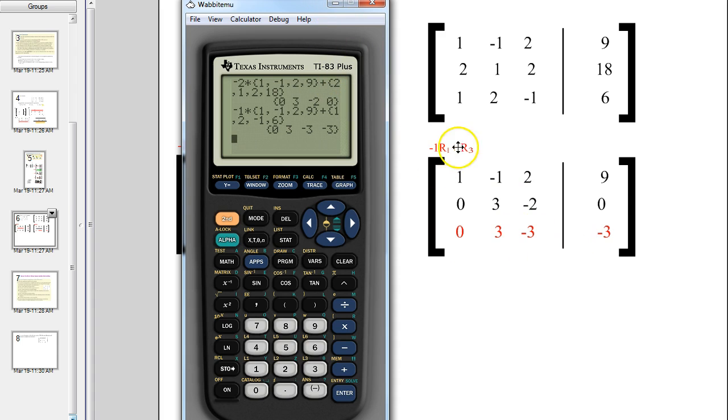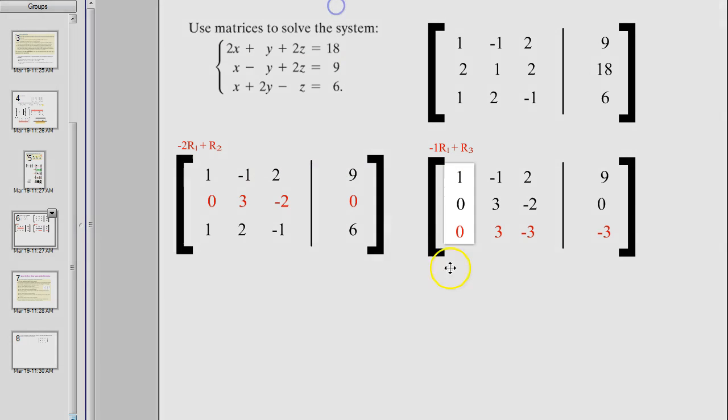Always replace whatever row you're adding down to. So there's my new row. I got the 1, 0, 0 there. All right, these aren't opposites this time, so I'm going to go ahead and divide to get the 1 here. So I'm going to do 1/3 of the second row.